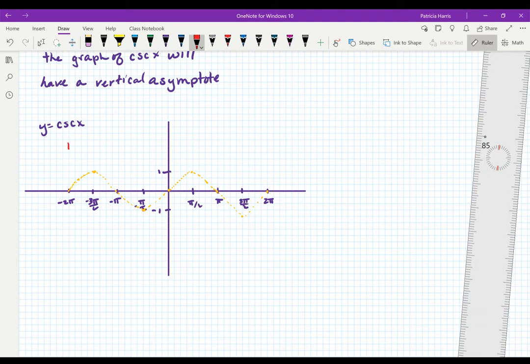So I have a 0 at -2 pi. I have a 0 at -pi. I have a 0 at 0. I have a 0 at pi. And I have a 0 at 2 pi.